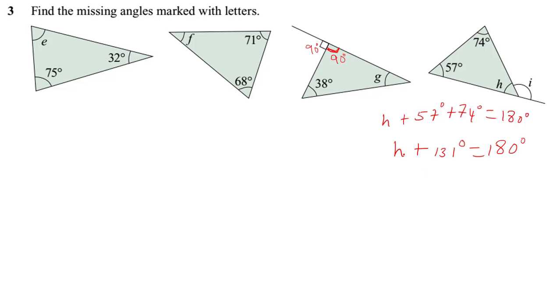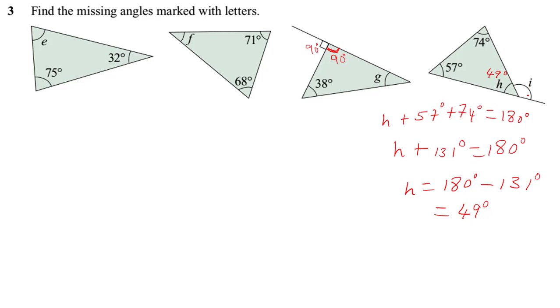Then to find H, I'm going to need to do the opposite. I'm going to take away. So H equals 180, take away 131 degrees. And that's going to be 49 degrees. So H is 49 degrees. So this is basically 49 degrees. If you want, you can just put it there. It's 49 degrees. So the next thing now you need to look at is how to find I.